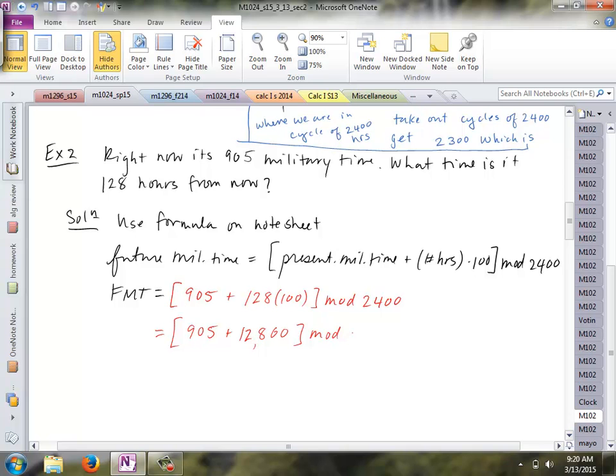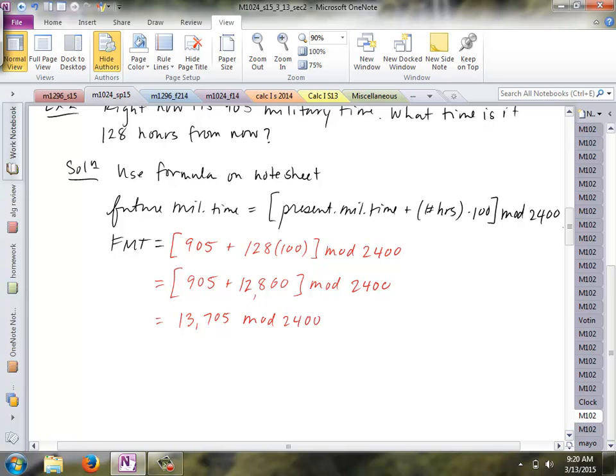We're going to add the 9:05 to it. So doing that, we get 13,705. Take that mod 2400. So what this mod 2400 means, just get used to this, is where are you in the cycle, the first cycle of 2400. Like in one cycle of 2400, if you're just trying to take out the cycles of 2400, where are you in that cycle when you have 13,705?